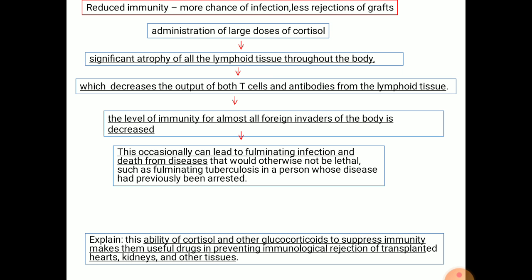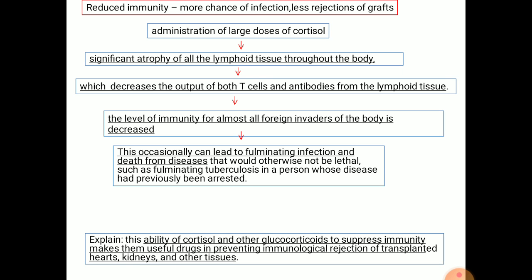As we know, the lymphocyte number is decreasing, which causes reduced immunity, so there are more chances of infection and less chances of rejection of the graft. And how does it occur? When there is administration of large doses of cortisol, there is a significant atrophy of all lymphoid tissue throughout the body.